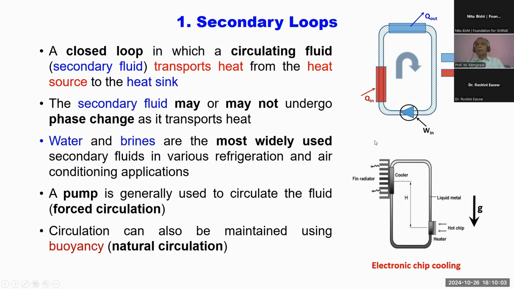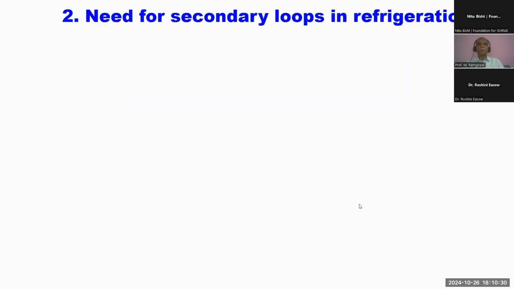Then we have natural circulation loops. For example, this is a small natural circulation loop which is used for electronic chip cooling. Here you can see that we have a hot chip and a cooler, and there is no pump. The circulation is only due to gravity and density difference. So here the orientation is important. You have to keep it vertical so that due to buoyancy the fluid circulates.